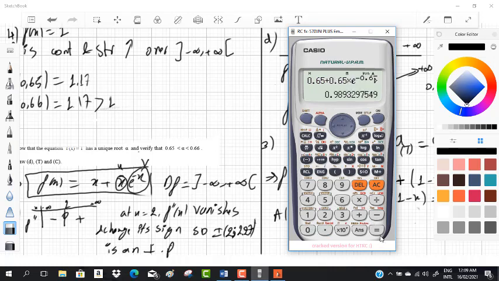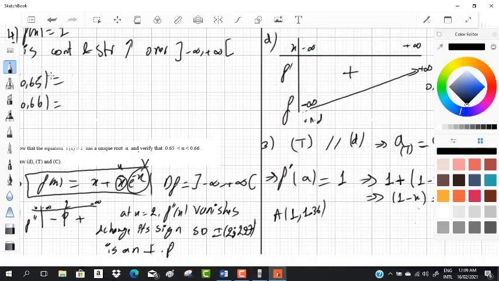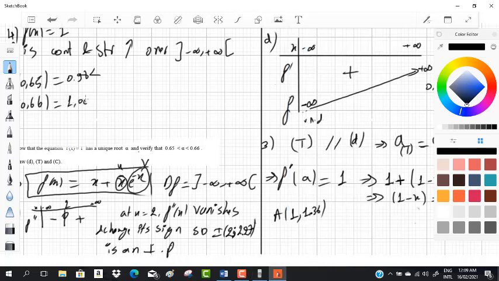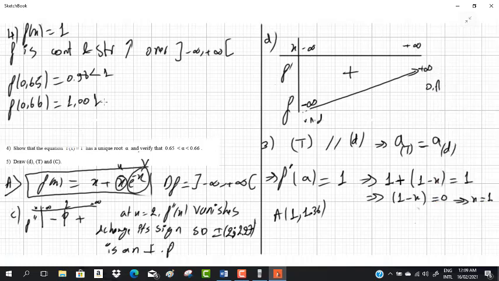0.65 times equal 0.98 and it's less than 1. And the second, 0.66 plus 0.66 times exponential of minus 0.66, and the answer is 1.001. So I calculated f of 0.65 and found it less than 1. F of 0.66, I found it greater than 1.